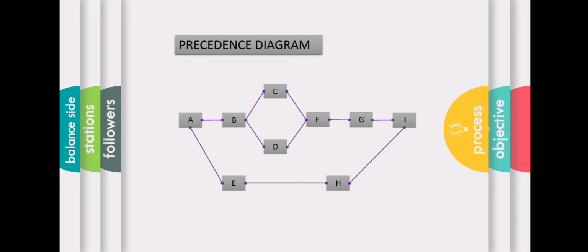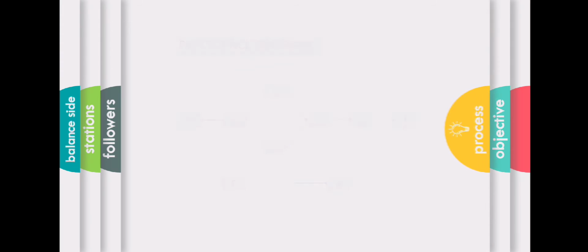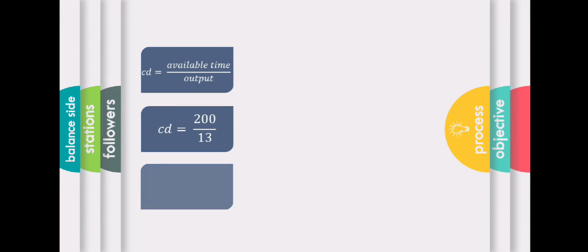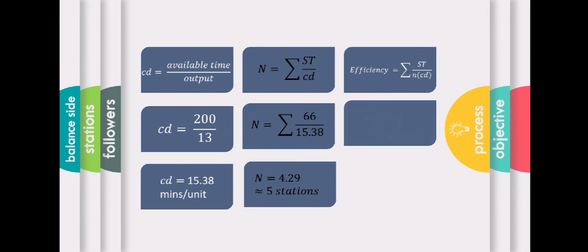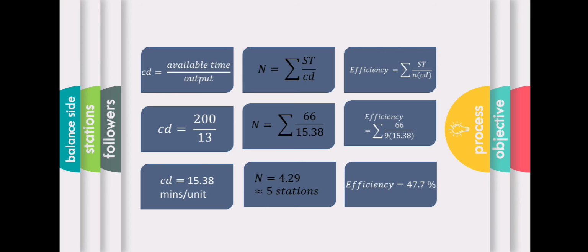Our next step is to calculate the desired cycle time required for the line. The formula used in calculating the cycle time is CD equals available time over output. We have 200 minutes available time, which we substitute into this formula, and the output is 13. So 200 divided by 13 is equal to 15.38 minutes per unit. So our cycle time is 15.38 minutes per unit.